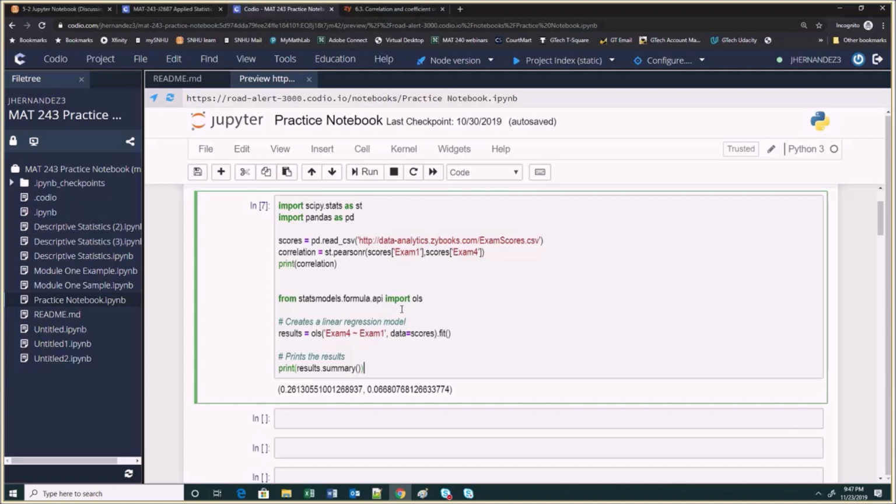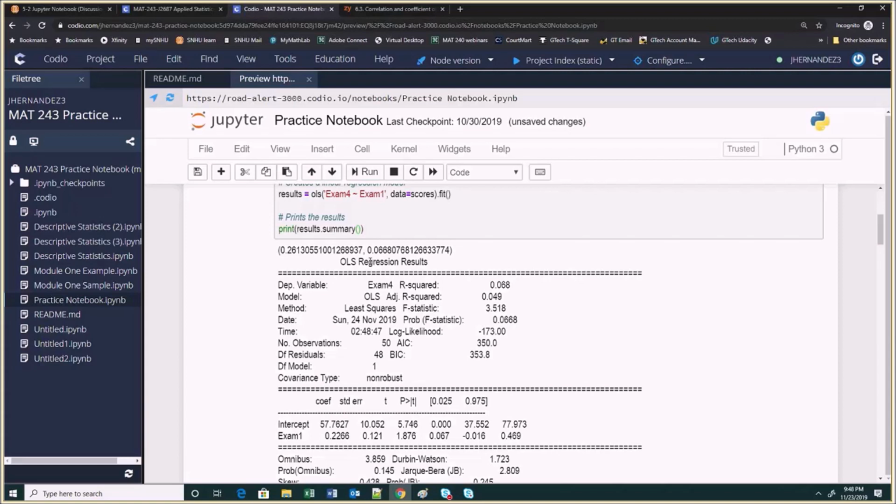So we can use the OLS method in the statsmodels.formula.api submodule. It takes as input an expression like this, where exam 4 is your dependent variable. It's written first, and then you have the tilde sign, and then you have all of your independent variables next to it. So in this case, we only have one independent variable, so we're going to just type that. And then we will use the method .fit to show the results, and then we will print the summary of those results as given here. So let's do that. Here are the regression results.